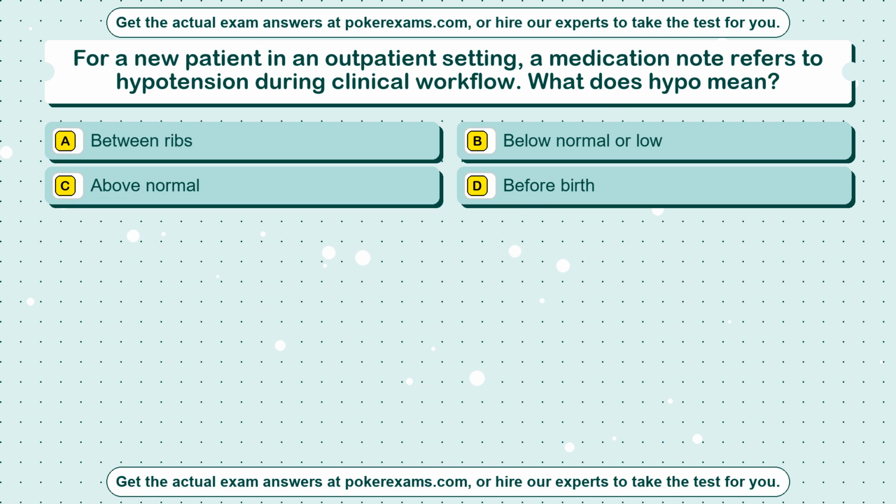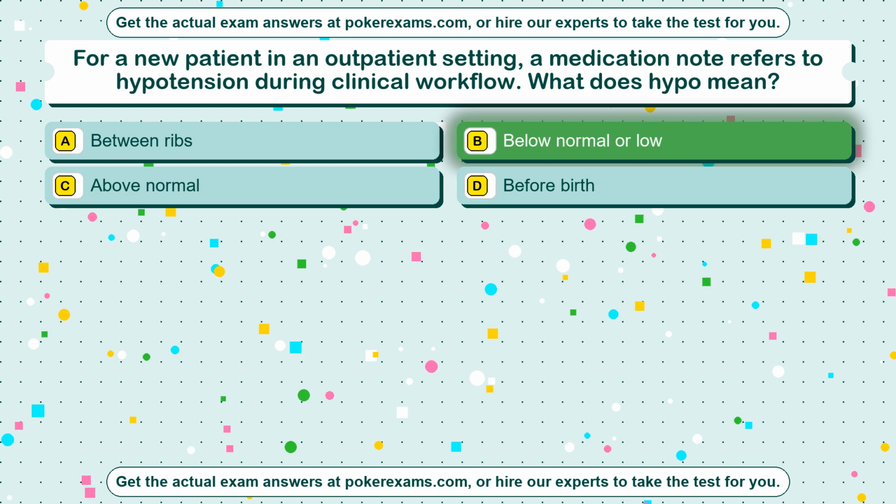Question 30. For a new patient in an outpatient setting, a medication note refers to hypotension during clinical workflow. What does hypo mean? Option A, between ribs. Option B, below normal or low. Option C, above normal. Option D, before birth.